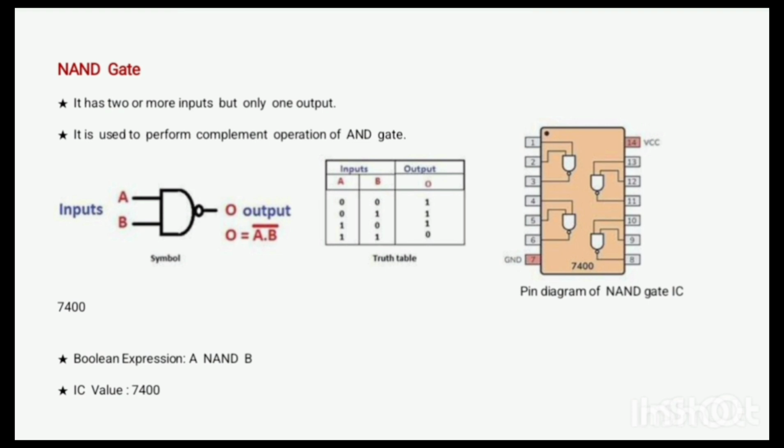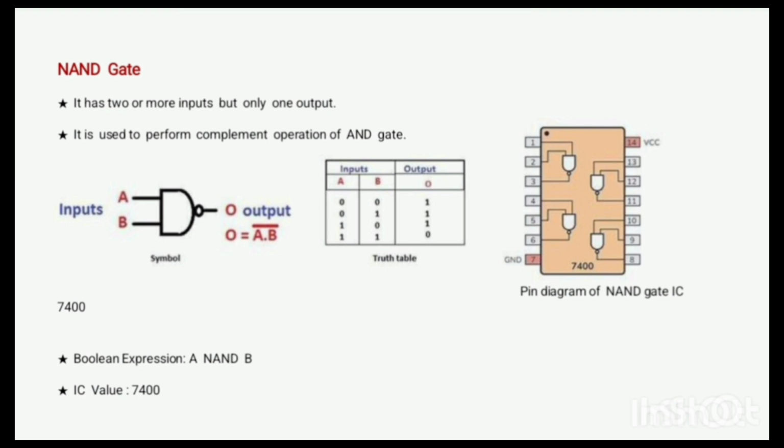IC value of NAND gate is 7400. The 2 input truth table of NAND gate is: when both the input is high, at that time output will be low. Any one of the input is low, at that time output will be high.